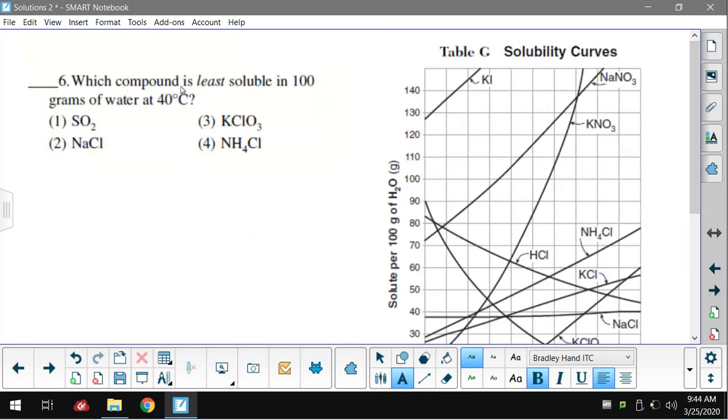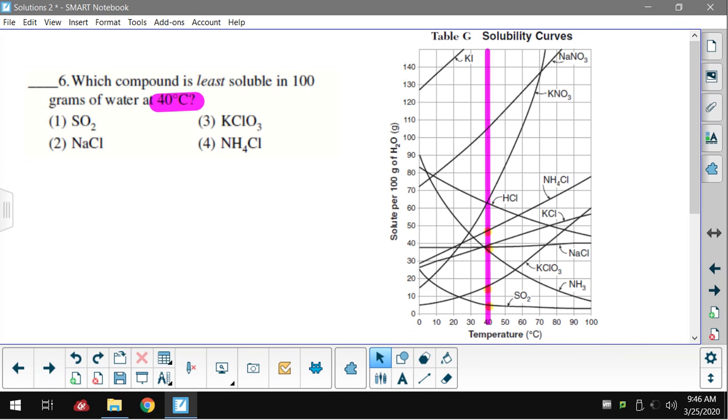Number 6 is which compound is least soluble in 100 grams of water at 40 degrees Celsius. So basically, all you're going to do is find all of these things on this graph and see where they cross 40 degrees. It's the 40-degree line right there. Then you just go through and find where sulfur dioxide, sodium chloride, and these others are, and highlight those. When you do that, you'll see, oh, here's the lowest.